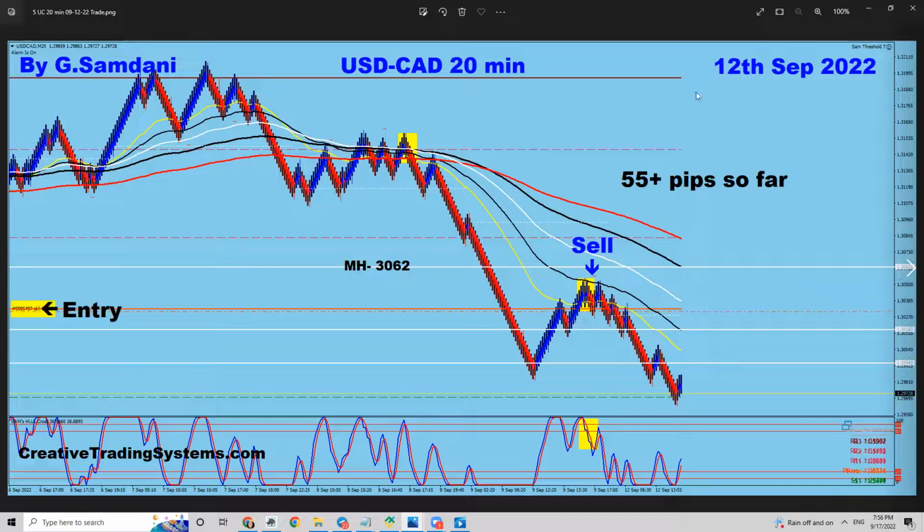This is on the 12th again, the USD CAD. USD was getting weaker at that time, and CAD was getting stronger. And then later on, the tables were turned, and the USD started getting strong. And now I'm expecting weakness in USD. So I'll show you later on.